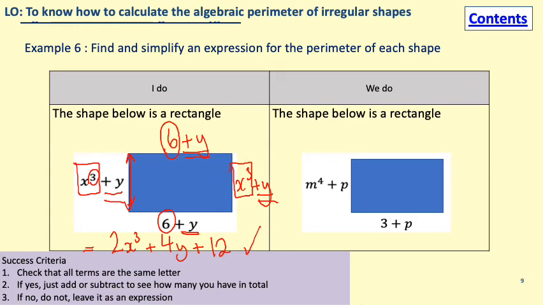So pause the video now and give yourselves, again, 45 seconds. See if you can do it quicker, but make sure you are very careful in using all the terms. So 45 seconds to solve this, we do.